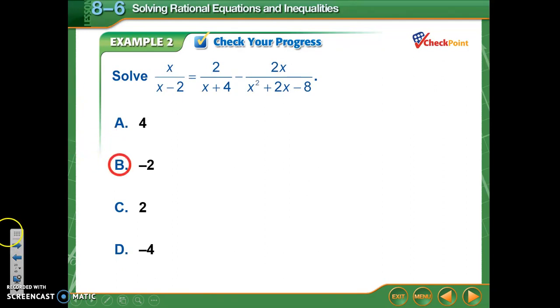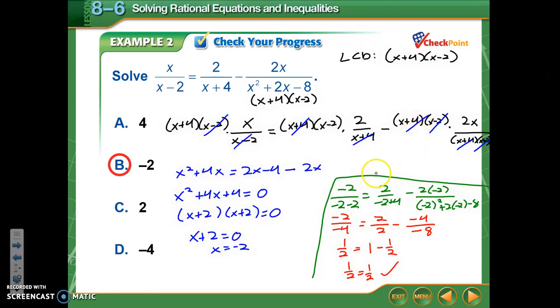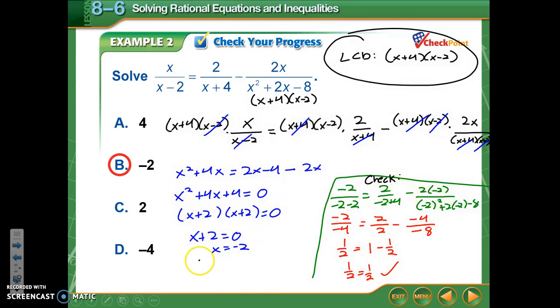In this case, I end up with negative 2, x equals negative 2. Okay, here's the work as well as the check that I showed you over here. This one was not as long as the previous example, so I'm sure you enjoyed that. My least common denominator was x plus 4 times x minus 2. Multiplied every term by that. I ended up with a quadratic equation to solve, but both of my factors were the same. Remember, that's called a double root. So I end up with x equals negative 2, and when I check it, it does work out.